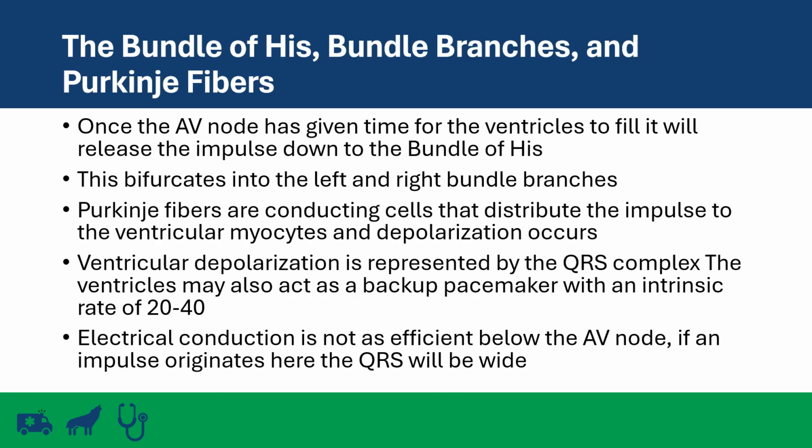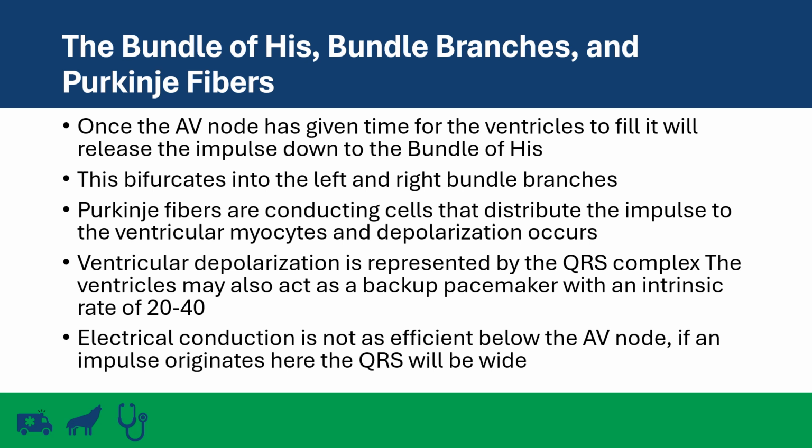The next stop of the conduction system, or the wiring, is essentially the ventricles. There are three structures we'll talk about: the bundle of His, the bundle branches, and the Purkinje fibers. But just know that all of these structures can be summarized simply as the ventricles. So once the AV node has given time for the ventricles to fill, it will release that impulse further down the wiring of the heart to the bundle of His.